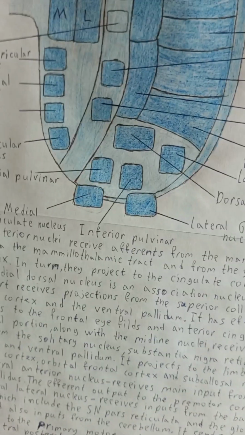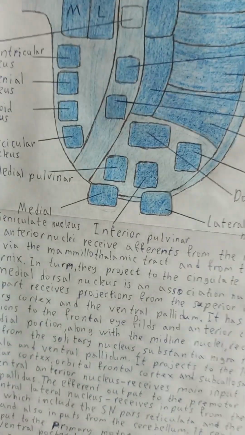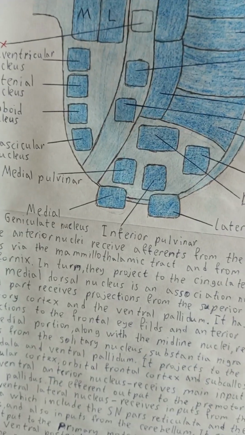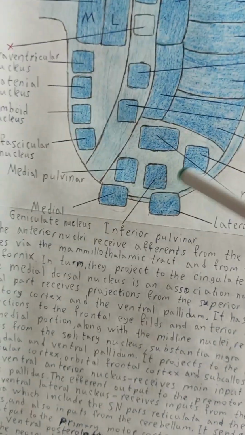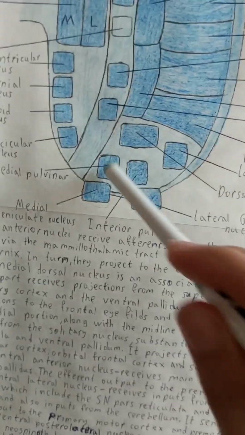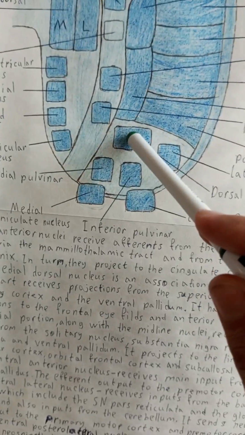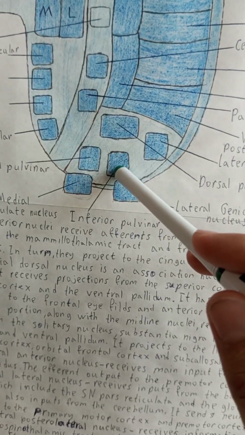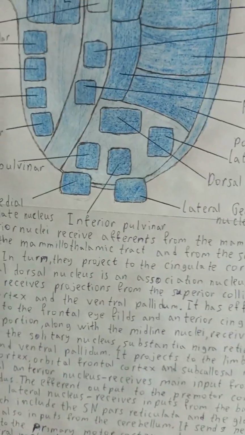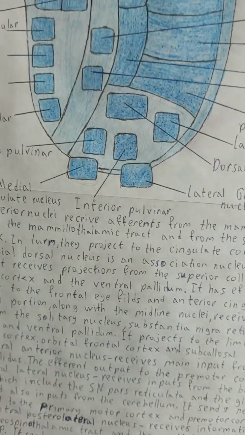Actually, on the anterior part, there's also some. If I'm not mistaken, there's some tubercle or eminence, or however it's called. Some little tubercle. And here also. And we have medial pulvinar, dorsal pulvinar, lateral pulvinar, and inferior pulvinar. These are the main subdivisions. And lastly, we have one of the most important nuclei of the thalamus.